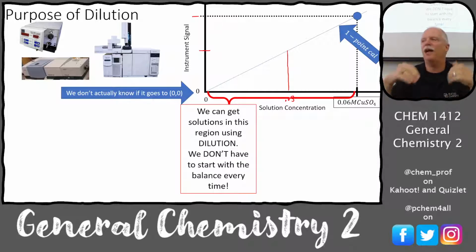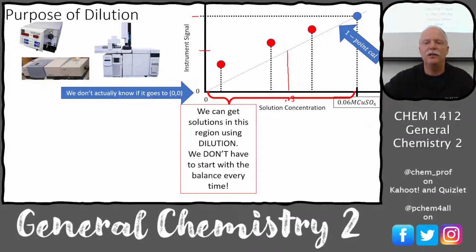We don't have to go back to the balance every time and weigh out more copper. That's the main point here: we don't want to always have to start at the balance and weigh out our copper. We have a concentrated stock solution, and we could just take some of that and add more water and get one of these weaker concentrations, and then add a little bit more water to a little bit of that and get another weaker concentration. So that's what we mean by dilution. We get other data points on here.